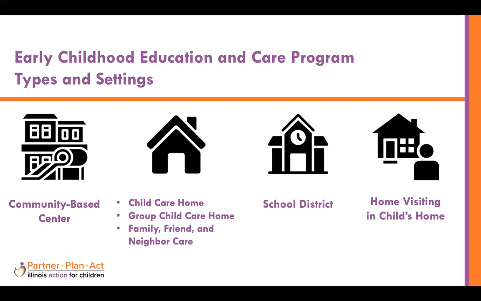Family, friend, and neighbor care is provided in a child's or caregiver's home by a person who is a relative, friend, neighbor, babysitter, or nanny. The provider may care for 3 or fewer children, including their own, or children from one family. Family, friend, and neighbor care is also license exempt, and we will review child care licensing on the next slide. And then there are school districts. Qualifying school districts provide publicly funded programs and services for children birth to 5 across Illinois, and then home visiting, where services are provided in a child's home.